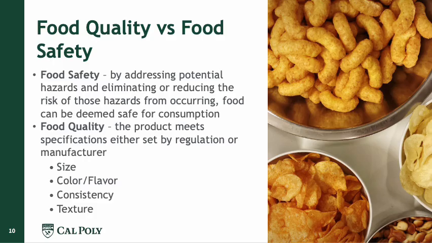And the idea of this is to make food safe for consumption and to avoid any type of health impact on consumers. On the other hand, food quality is more related with the specifications that we want our products to meet, either by regulation or by the manufacturer. So examples of food quality are size, color, flavor, consistency, and texture.